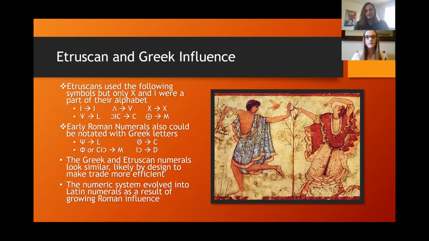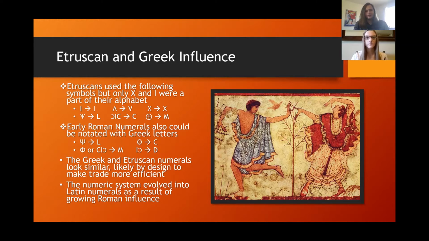Another culture that had a great influence was the Greeks. As Rome was rising, the greatest influence in the Mediterranean area before the Romans was the Greeks. So in order to do trade, Romans probably would have had to be able to use Greek numerals to notate specific values. And these values were notated, as you see here, with the psi, phi, and theta symbols.